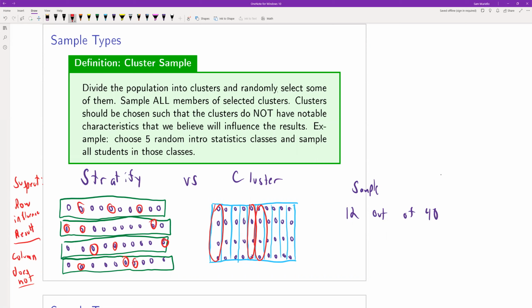This is the difference between stratify and cluster. In stratify, we break up something where we think it will matter which group you're in, and then take a sample from each group, just some of them. In a cluster sample, we break it up into groups where we think it will not matter which group you're in, and then sample the whole group of all of the groups that we pick.